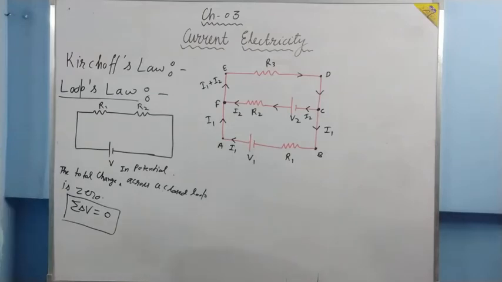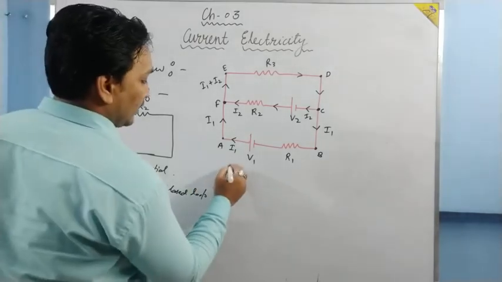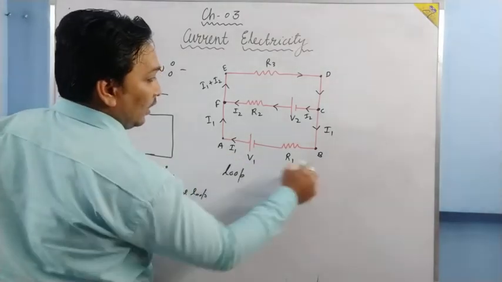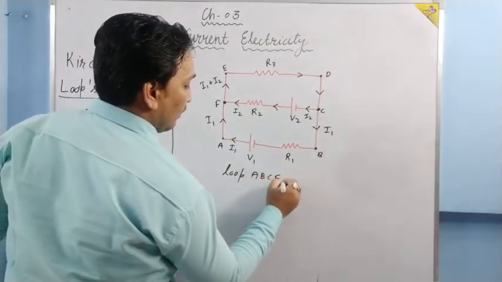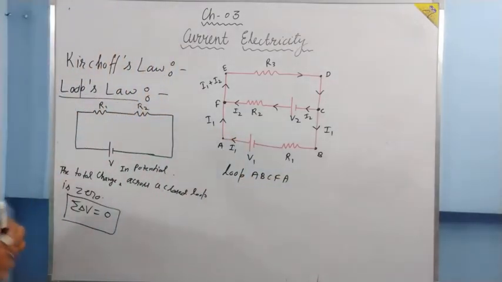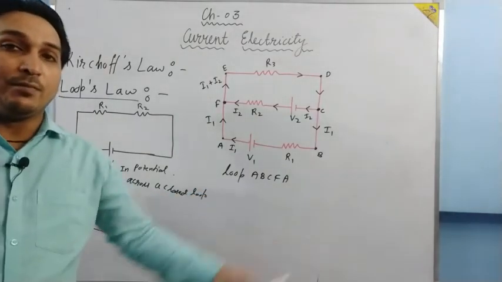Now we are going to take loops. Let us see. The first loop we are going to take is loop A, B, C, F, A. Try to understand, loop A, B, C, F, A. This we mention every time.